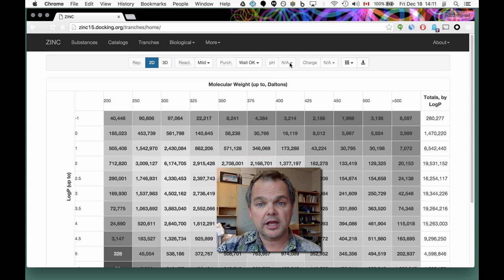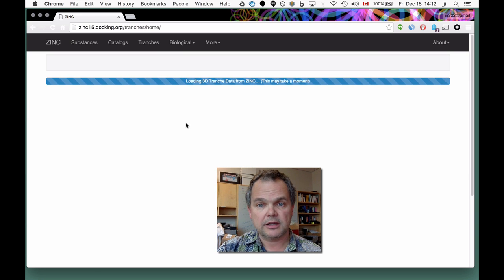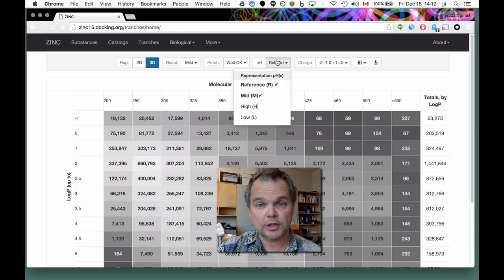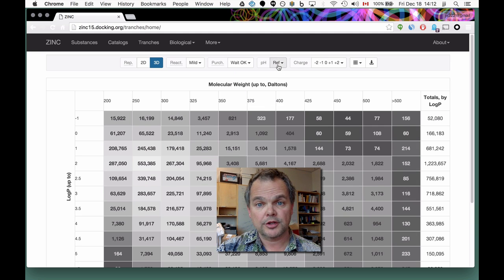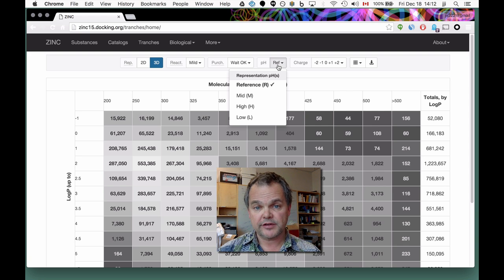Now in 2D, you can't select either pH or charge, but in 3D, you can. So in 3D, you have the additional choice of selecting a pH range and a charge range for the molecules whose representations you want. This is just like in ZINC 12: reference is pH 7.4, mid is additional forms near physiological pH, high means around 9 to 9.5, which is where sulfonamides and thiols deprotonate, and low is around pH 5.5 to 6, where benzimidazoles and even pyridines will protonate, depending on the substitution pattern. Those could be quite interesting.